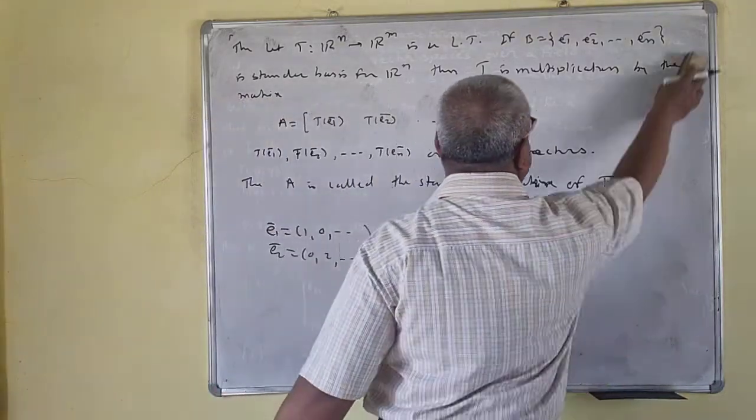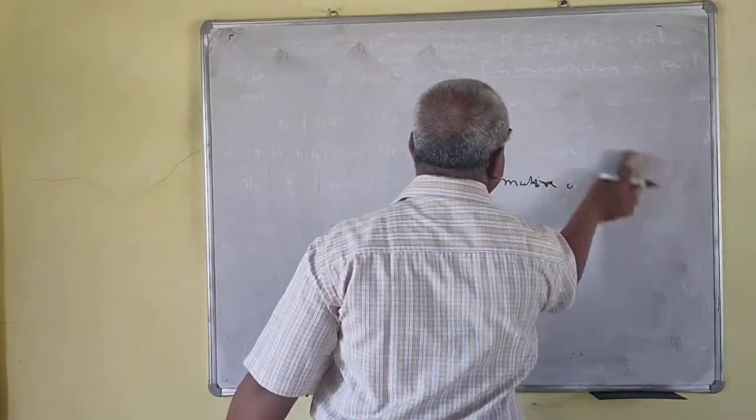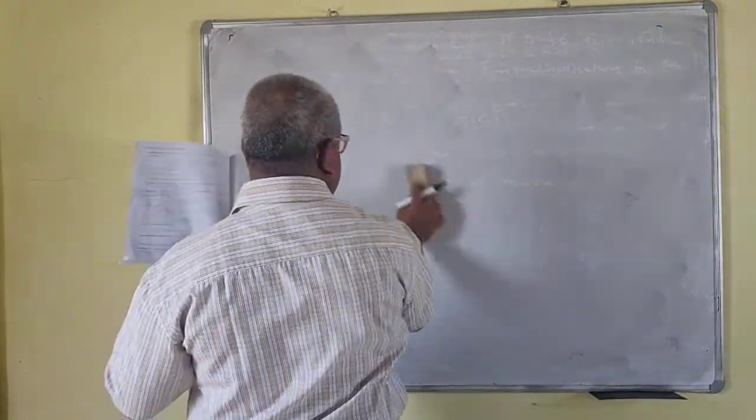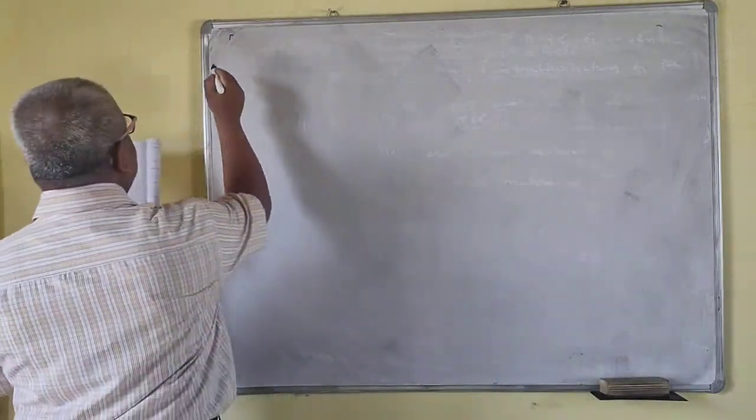So now we will take examples on the matrices, so that you can find the matrices, also the matrix representation of a linear transformation. Okay. So let us find an example.